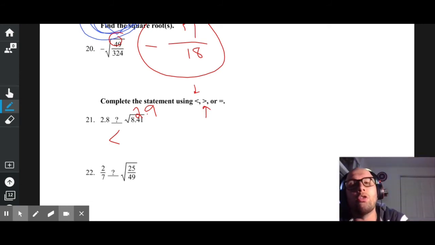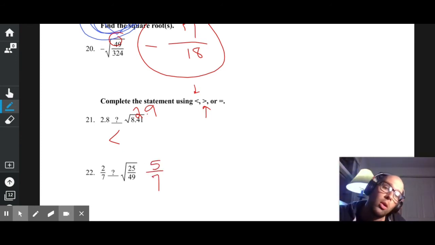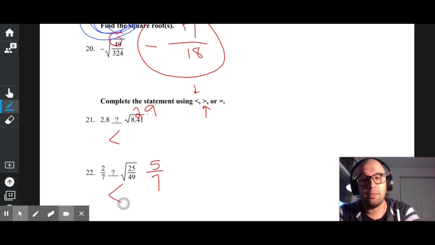You see, the square root of 25 over 49 is just like what we did in problem 20. Just, the numbers are friendlier. The square root of 25 is 5. The square root of 49 is 7. 2 sevenths is smaller than 5 sevenths. If you were to cut your pizza into 7 slices, and you have 2 pieces, well, that's a whole lot less than 5 pieces.